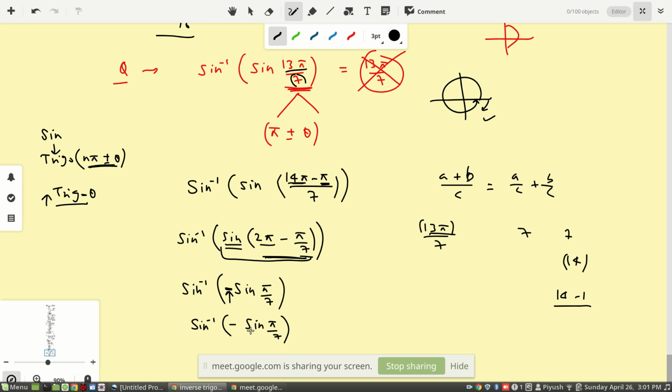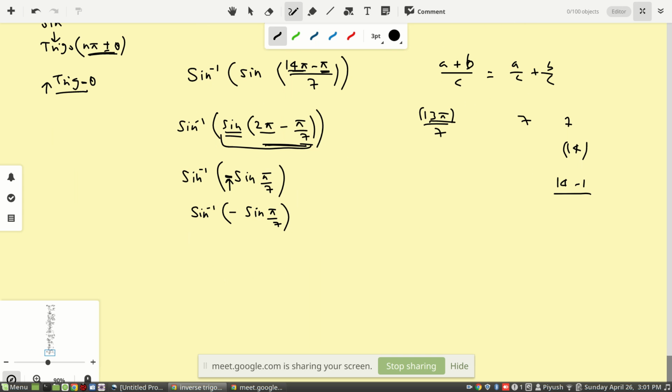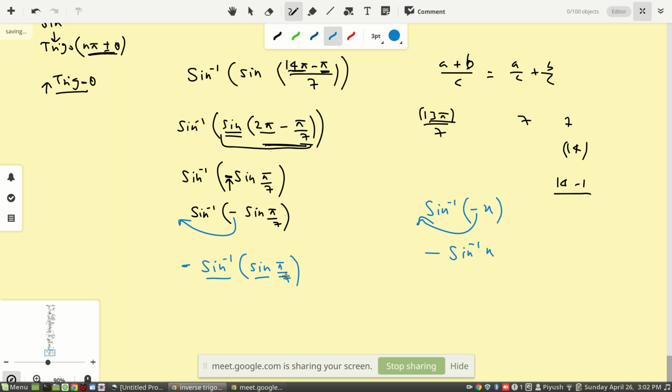Now after simplifying this much, we again have to apply an idea. The idea says that whenever inside the sine inverse there is a negative, you take this negative outside and simply say negative of sine inverse x. So this negative in a similar way will go outside. So here we can say negative of sine inverse of sine pi by 7. Now you can see that pi by 7 is a very small angle. Even if it's not a standard angle, do not bother about that. So finally, the two negatives cancel each other and it will be pi by 7. So the final answer is minus pi by 7.